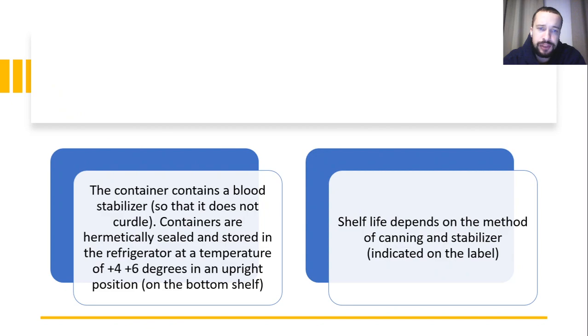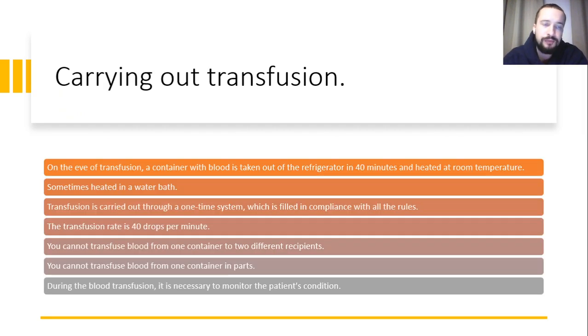The container contains a blood stabilizer so that it does not curdle. Containers are hermetically sealed and stored in the refrigerator at a temperature of +4 to +6 degrees in an upright position on the bottom shelf. Shelf life depends on the method of canning and stabilizer indicated on the label.